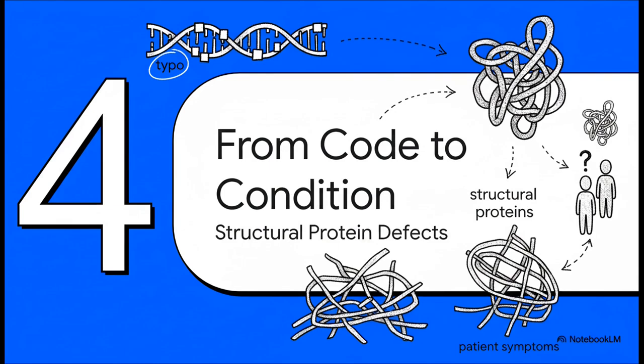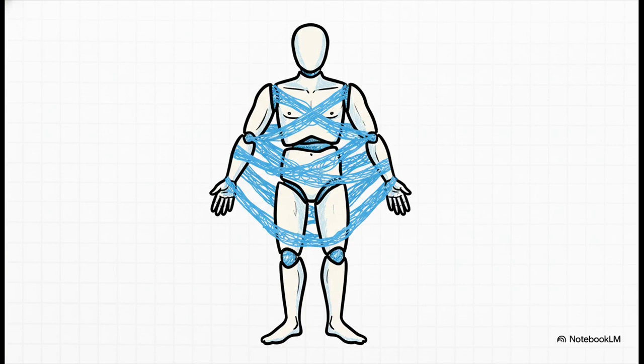All right, section 4, from code to condition. Let's connect all this theory to what you will actually see in the clinic. How does a small typo in the genetic code cause real physical symptoms? Let's take two fantastic examples, both involving structural proteins, the proteins that literally act as the steel and cement of our bodies. First case study, Marfan syndrome.